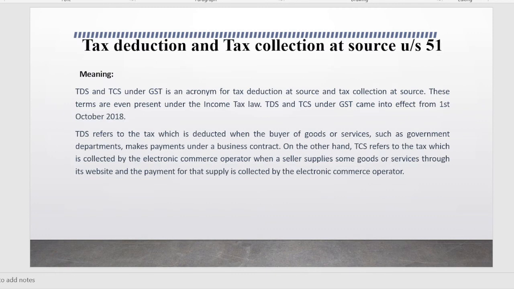Yes. Now we have discussed the interest on delayed payment. Now we will discuss the tax deduction and tax collection at source. Now a small introduction I had given in the previous lecture. Now see, TDS means when any supplier supplies goods or services to the recipient, the recipient will pay the consideration along with GST to the supplier, but he will deduct the TDS. So TDS refers to the tax which is deducted when the buyer of goods or services, such as a government department, makes payments under a business contract.